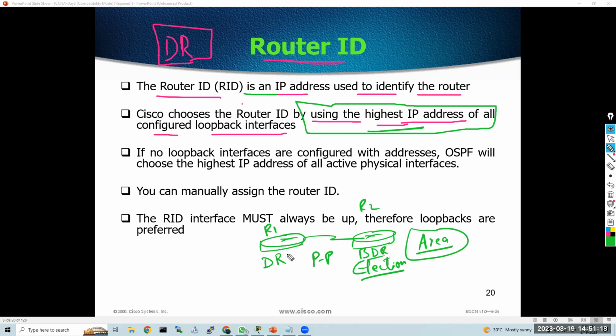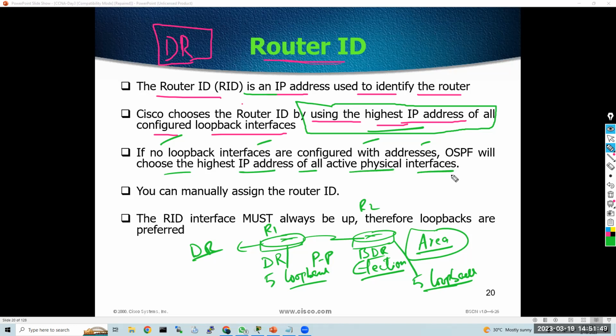Say, for example, as per your question, you have created 5 loopbacks here, and here also you create 5 loopbacks. The highest IP address among the loopbacks, that router will become your DR. If no loopback interface is configured, OSPF will choose the highest IP address of all the active interfaces by default.